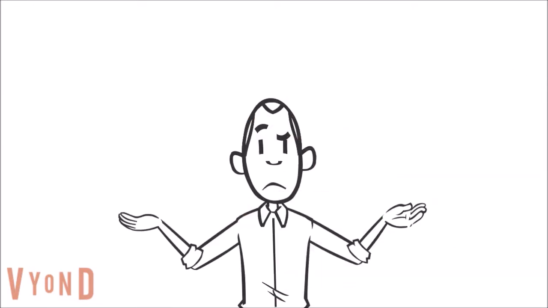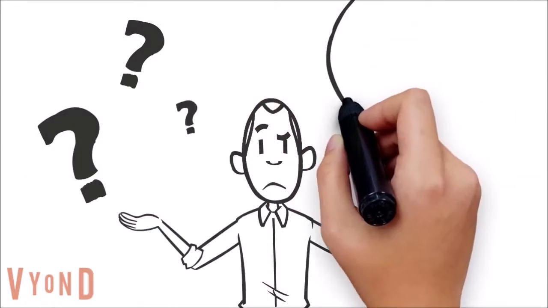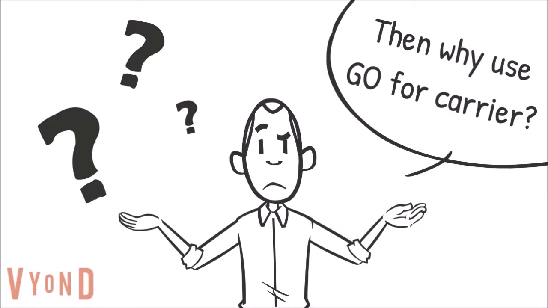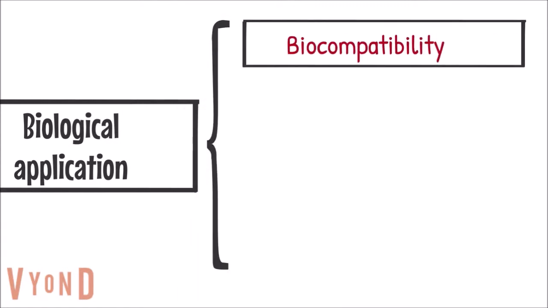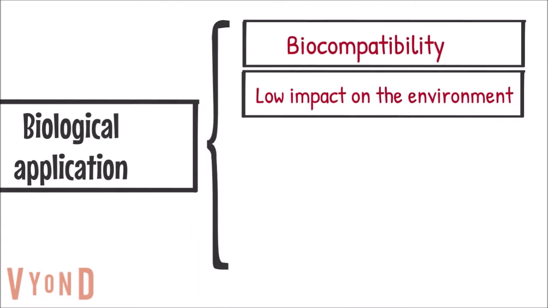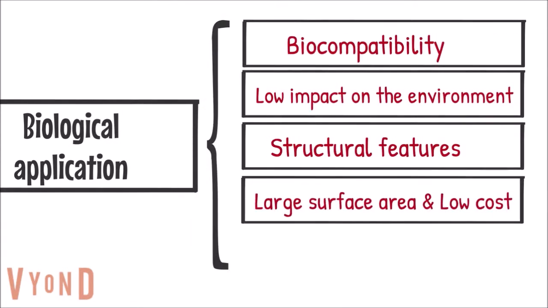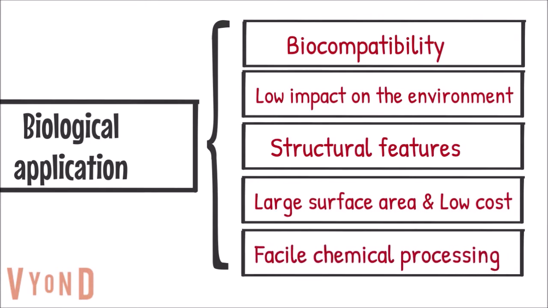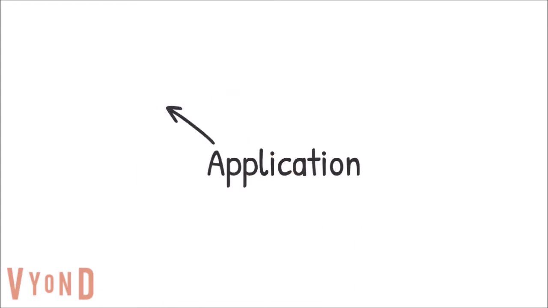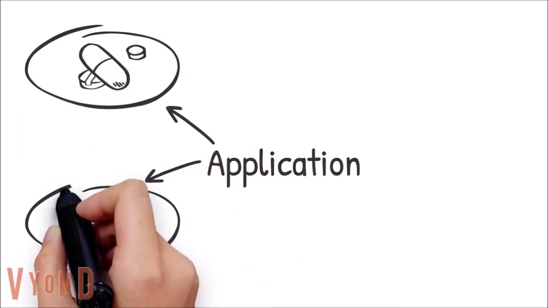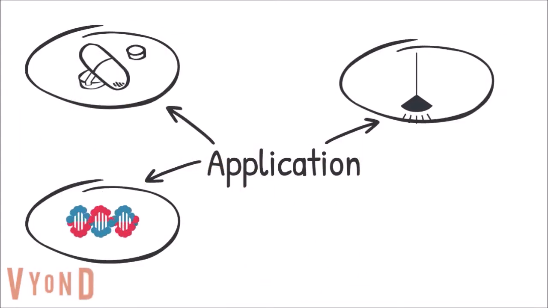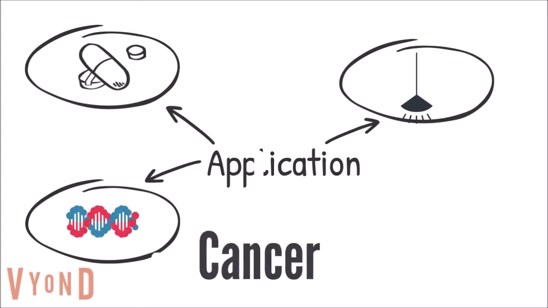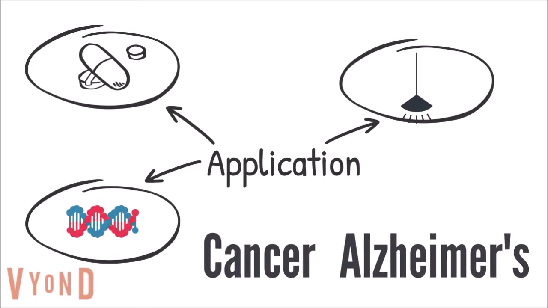And now, we may have questions. Why do we use GO as a biological carrier? It's due to its in vitro and in vivo biocompatibility, low impact on the environment, structural features, large surface area, low cost, and fossil-free chemical processing. GO-based materials have potential application in drug delivery, gene delivery, and near-infrared photothermal treatment for cancer and Alzheimer's disease.